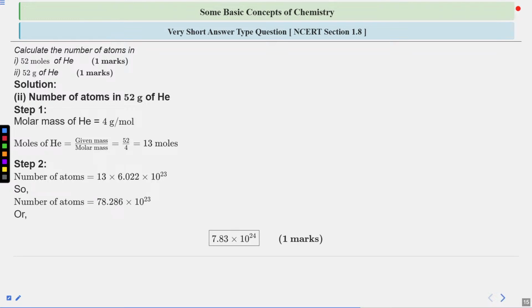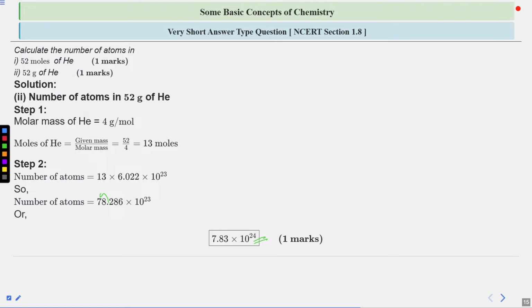If you do this calculation, you will get 7.83 into 10 to the power 24. So there is a small change in your answer. It will not be 23, it will be 24, because we are moving the decimal from right to left by 1 decimal.